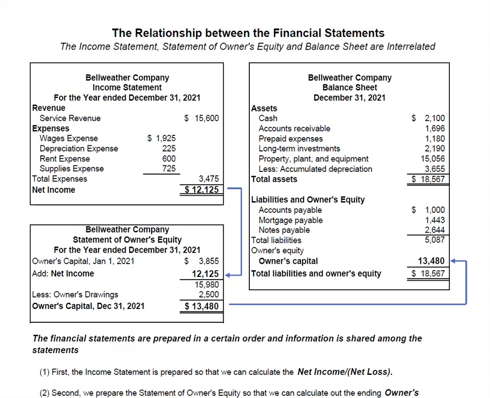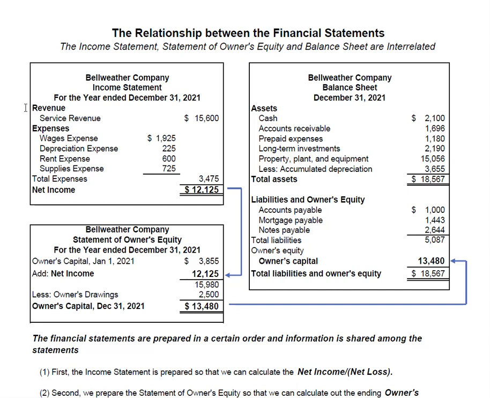For an income statement, it's prepared for a period of time, so we state here it's for the year ended December 31st, 2021. If it had been a month, we would put for the month of March or December and the date, or a quarter. All right, so every statement has to have a heading, and that's a part of what's called good form.